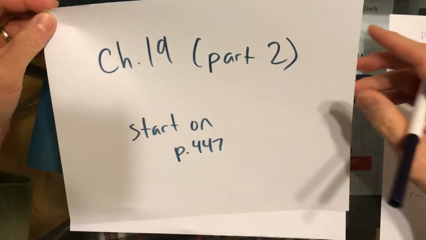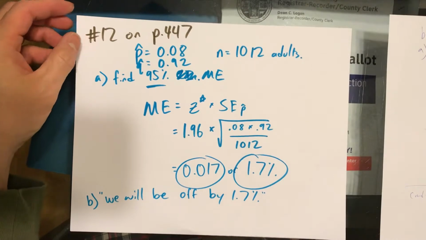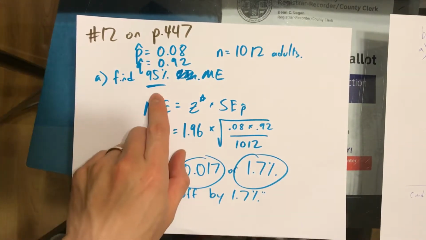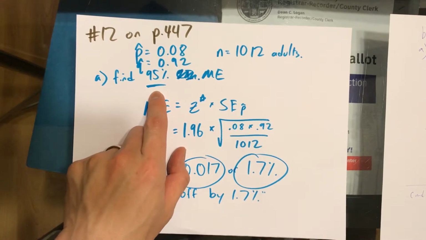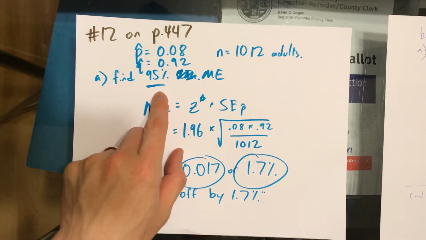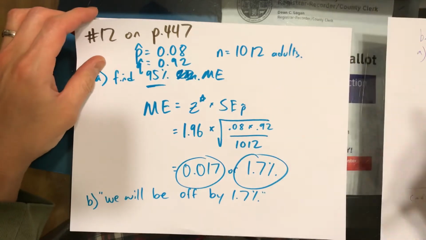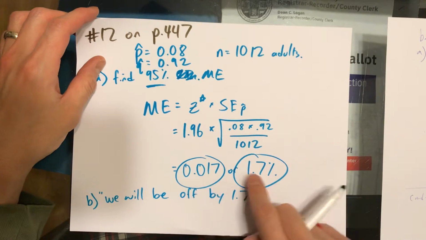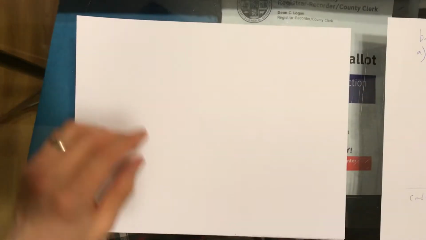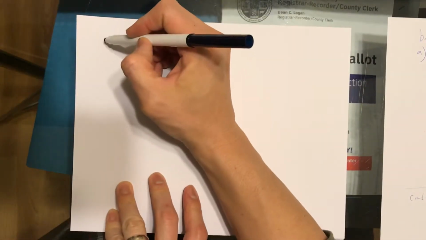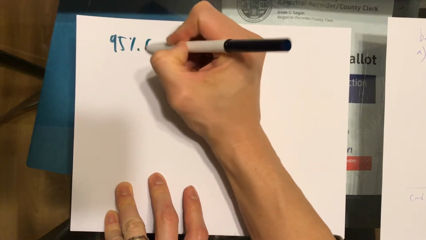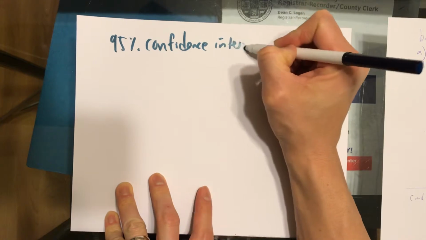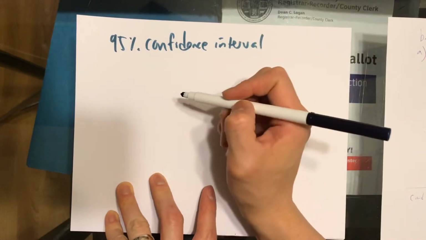So remember yesterday, or whenever you last watched the video, we were working on number 12, page 447, and for part A, it asked us to find the margin of error. But this time, let's actually find the confidence interval. But remember this number that we calculated, the margin of error. So let's find the 95% confidence interval.